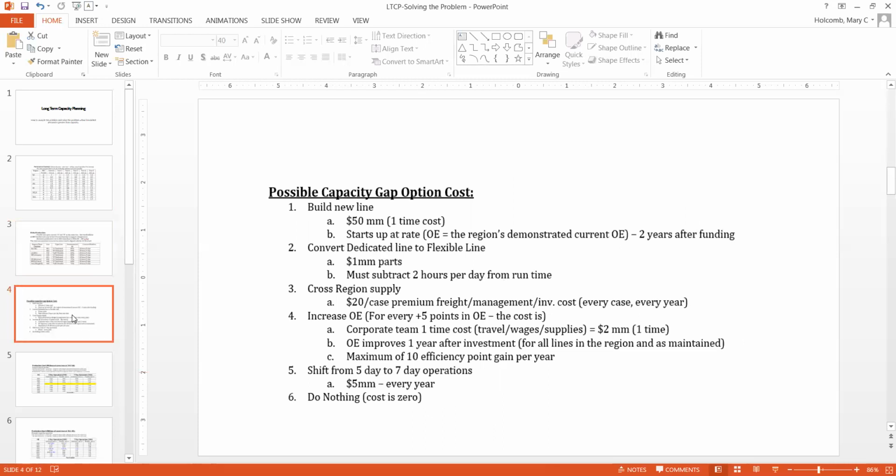Proceeding with the in-class exercise that we did, we talked about the fact that when we have a gap, in other words, when our forecasted demand with leeway is greater by more than 100,000 cases than what we have in current capacity, we've got to solve for that gap. And we have a number of options that we can use to solve that gap. We talked about these yesterday. I'm not going to repeat that particular lecture, but you'll notice here that we have 6 things, of which do nothing, and there's no cost affiliated with that, is obviously one of the options we have. And we said that the one that we do not want to use unless we absolutely have no other options would be number 3, which is a cross-region supply.